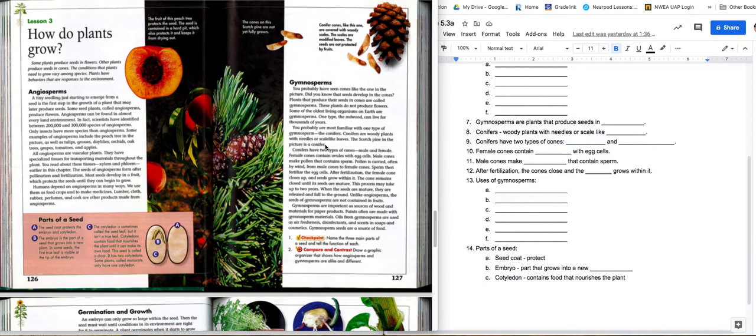The Scotch pine in the picture is a conifer. So sometimes, guys, we think of conifers, we call them Christmas trees. We might call them evergreens, okay? They're one type of gymnosperms.